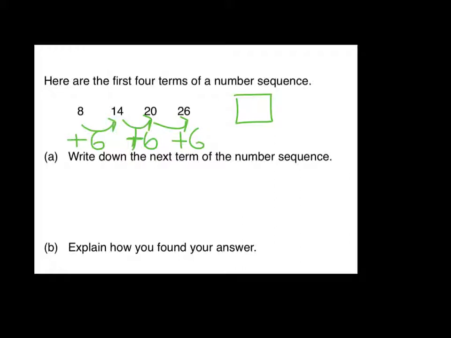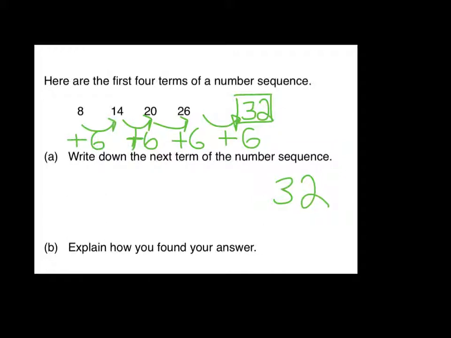And carry it on, add 6 again. So we know to get from term to term, we're adding 6. So to get to the next one, we also need to add 6. So 26 add 6 is going to give us 32 as our next term. And that's it. Next number in the sequence is 32.